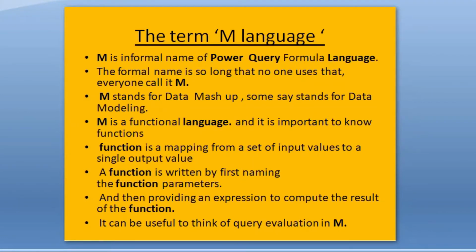M is a functional language and it is important to know functions. A function is a mapping from a set of input values to a single output value. A function is written by first naming the function parameters and then providing an expression to compute the results of the function. It can be useful to think of query evaluation in M.